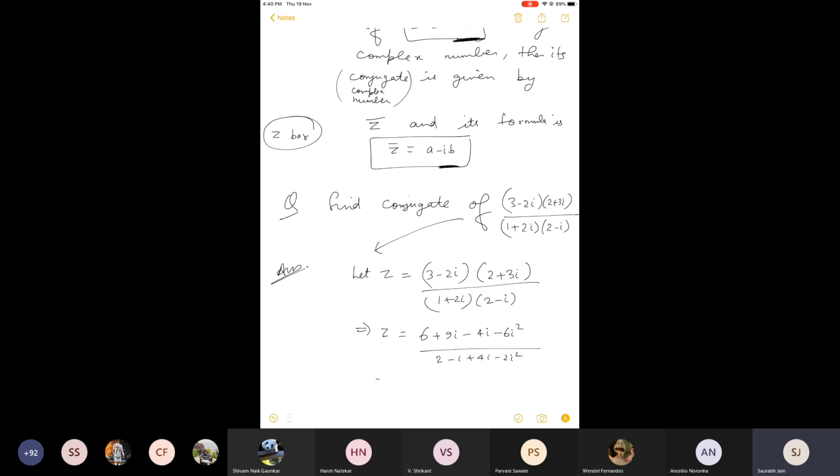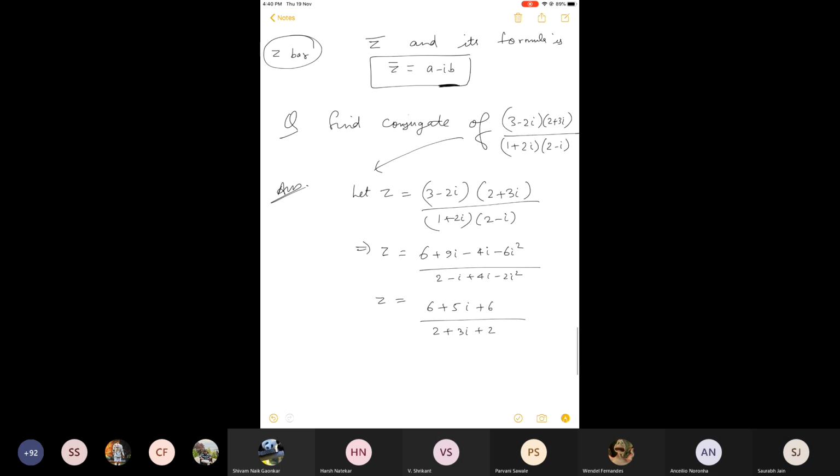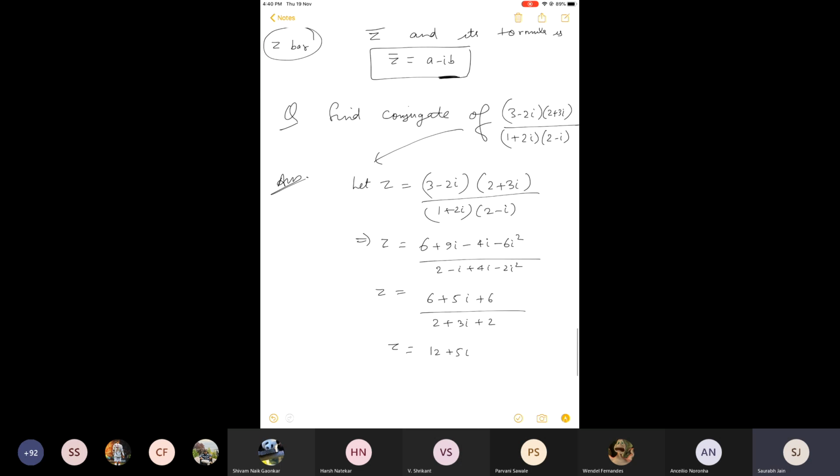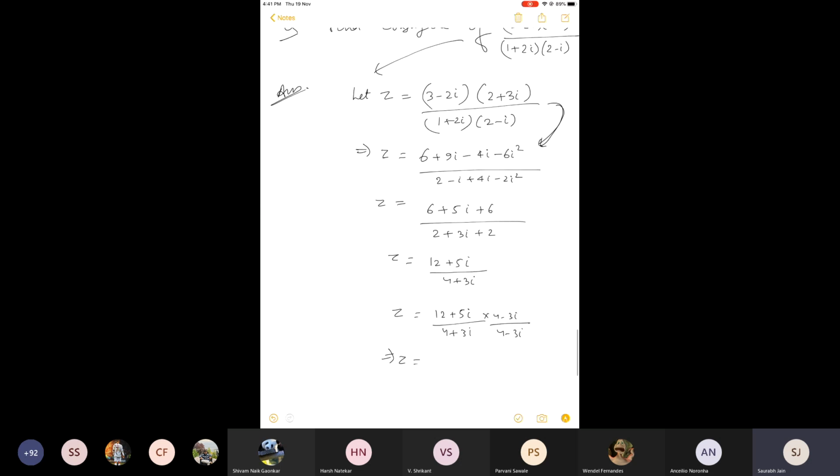So this comes out to be 6 plus 5 iota plus 6, because iota square is minus 1. In the denominator it is 2 plus 3 iota plus 2. Now this comes out to be 12 plus 5 iota by 4 plus 3 iota, right? But still simplification is required. From here to here I have only multiplied the terms and then simplified. Now the problem is we still have iota in the denominator, so we need to rationalize it first. This is not the conjugate, this is simplification of z only, right? So now I will be able to find z after simplifying this.